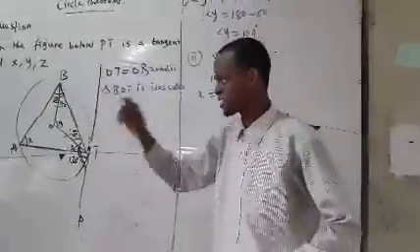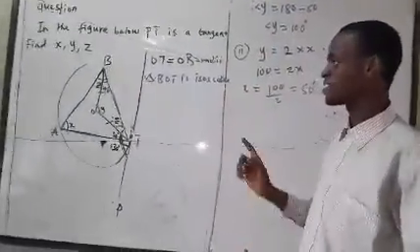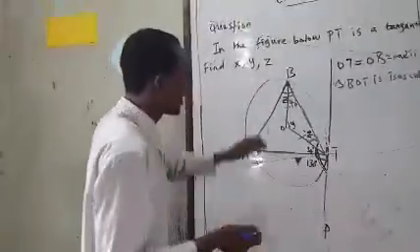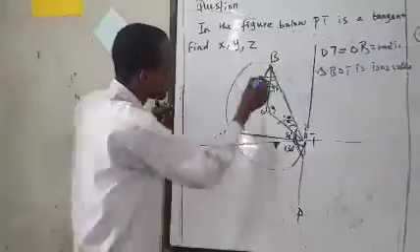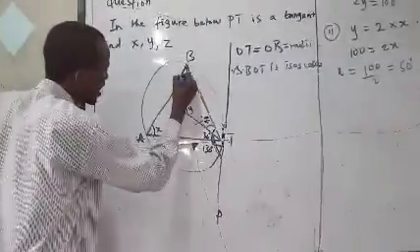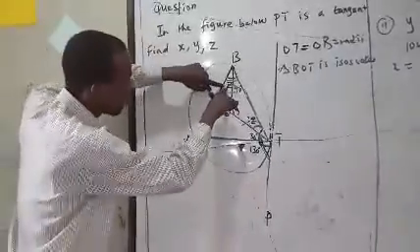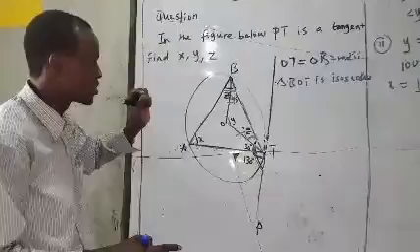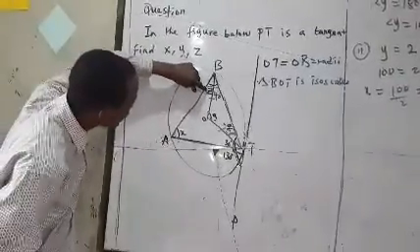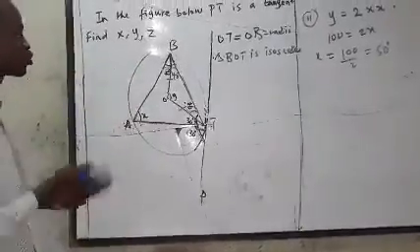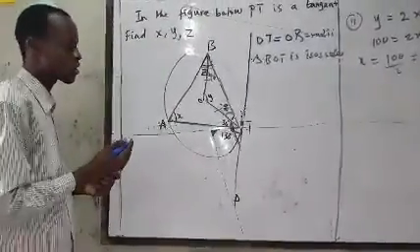So it's remaining z. Now, how do we find z? We are going to do a little bit of work, because z here is the sum of this angle and this angle. Already we know that this angle here is 40 degrees. Now, how do we determine the angle here? To do that, we require a little bit of work.